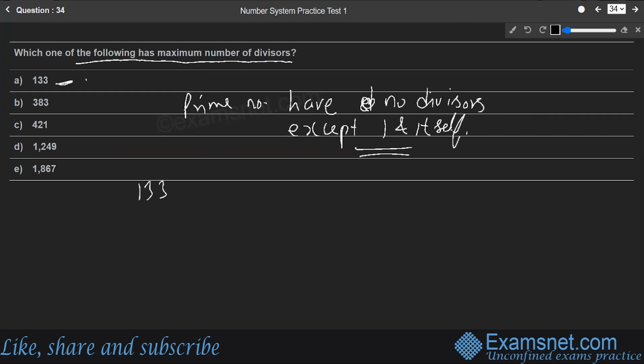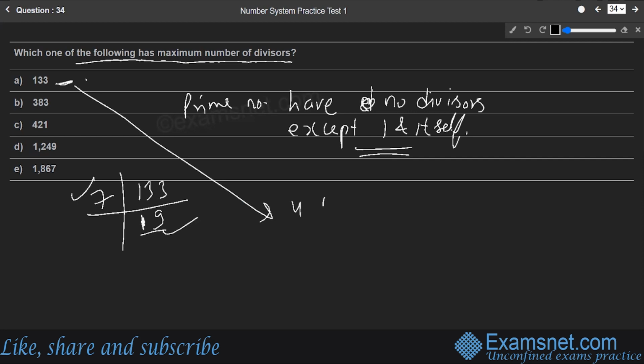133 is not a prime number, because if you try to divide 133, you can divide it by 7. 7 times 1 is 7, then 6, so 7 times 9 is 63. So it can be divided by 19 also. It has two factors, 7 and 19, and obviously 1 and itself are already available. So 133 has four divisors: 1, 133, 7 and 19.